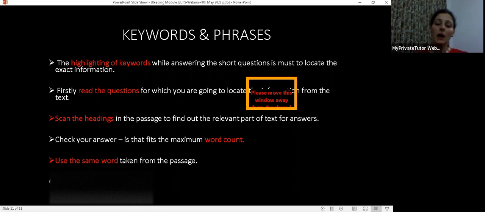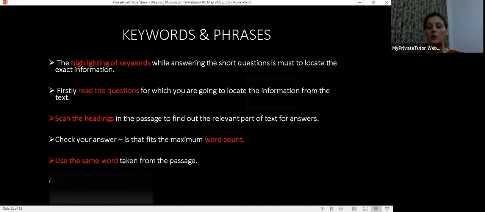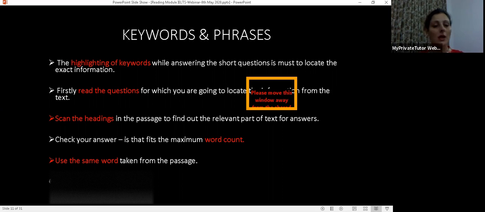So, how are you going to do that? When you read the questions, then the passage, it's going to be in your mind what you are looking for in the passage. So underline the main phrases and information when you read the passage. Firstly, read the question for which you're going to locate the information from the text. Questions first, then the passage. Scan the headings in the passage to find the relevant part of the text for answers.